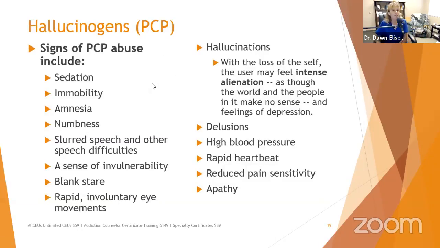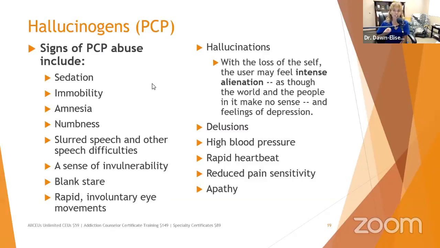Let's start talking a little bit about hallucinogens, and we're going to start with PCP. Signs of PCP abuse include sedation, immobility, amnesia, numbness, slurred speech and other speech difficulties, a sense of invulnerability, a blank stare, rapid involuntary eye movements. You see those eye movements keep coming up. So if you see that in a client, it's a really good indication that something is going on and you need to probe further.